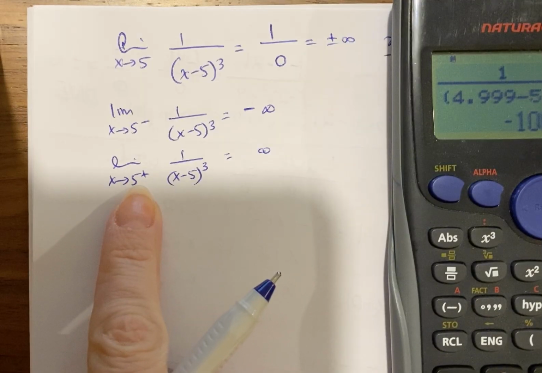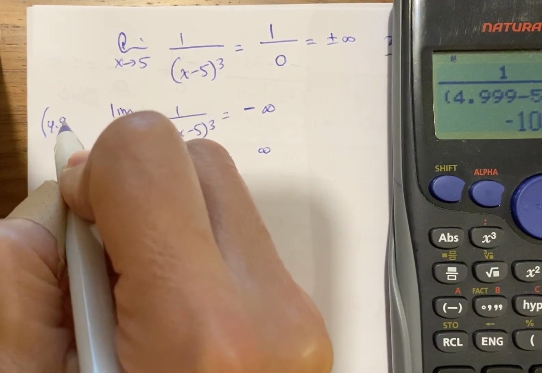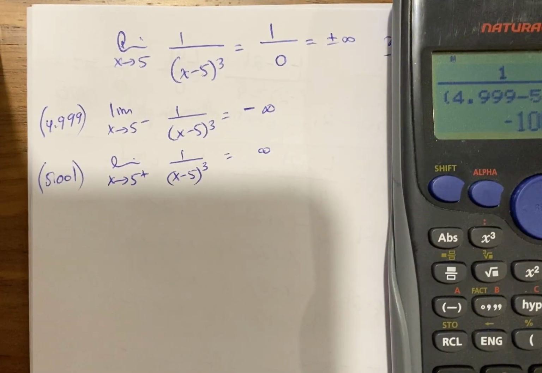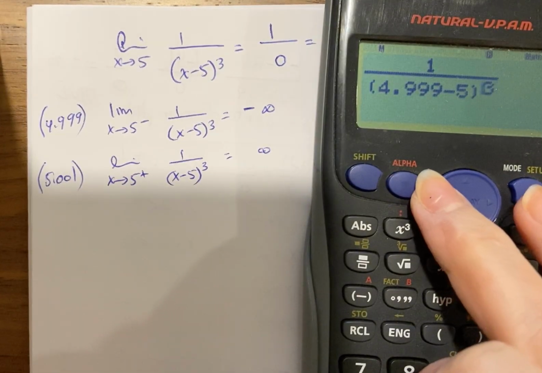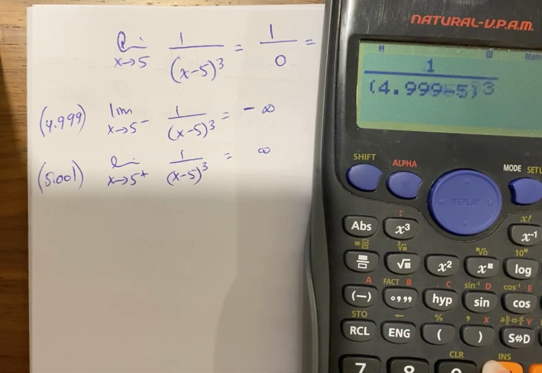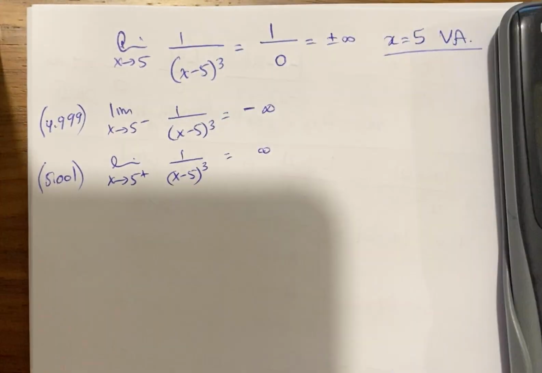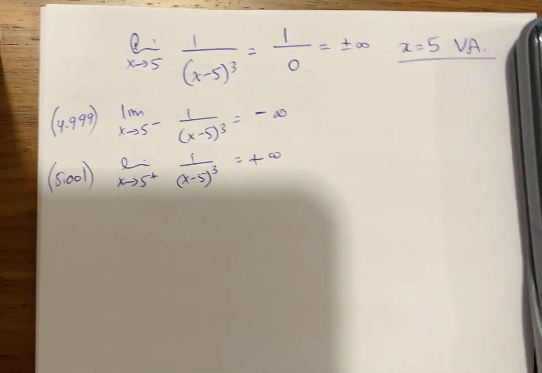Whereas 5 plus, so here what option did I use? 5 minus, I used the option 4.999. 5 plus, I will use the option 5.001. Look, it's a big number, but now it's positive. So it's plus infinity, not minus infinity.